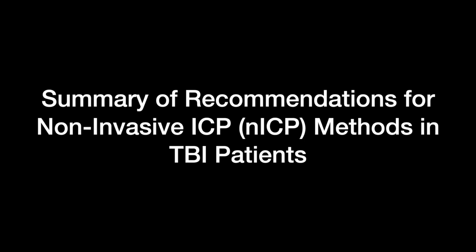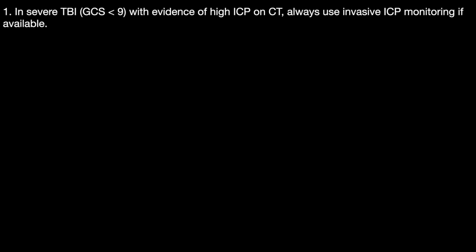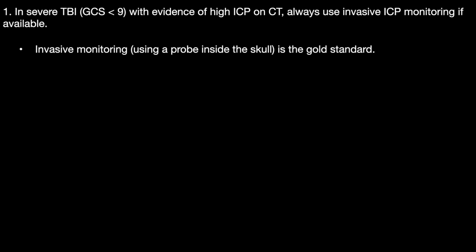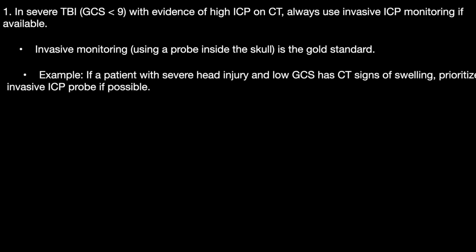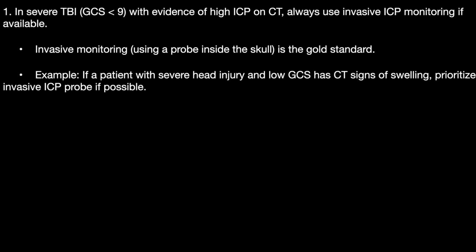So to summarize the recommendation of the Brussels conference, let's see how it is to be used in TBI patients. In severe traumatic brain injury, which is defined by a GCS of less than 9 with evidence of high ICP on CT, always use invasive ICP monitoring if available. Invasive monitoring is the gold standard and will always be the gold standard. If a patient is having severe injury, then prioritize placing this if possible.